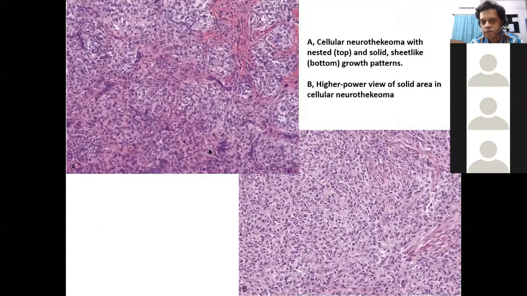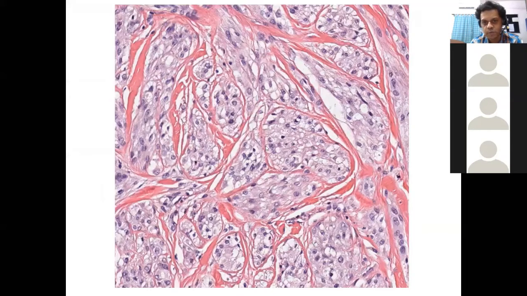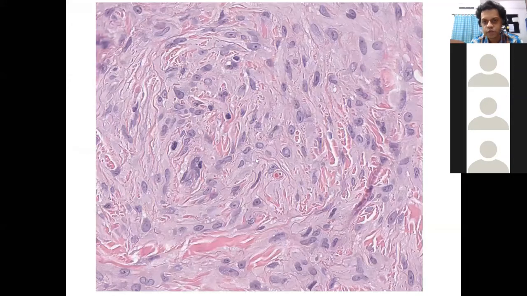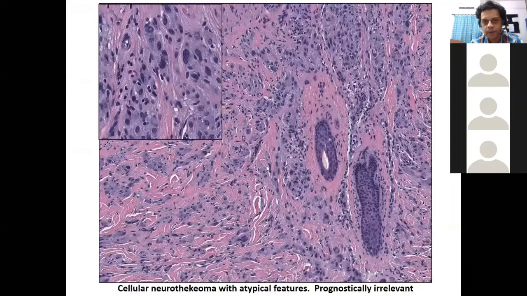The cellular ones will cause a problem because sometimes you won't be able to appreciate the nodularity. Within this nest, you are seeing this population of rounded cells, which are again bland. But the important thing is that even in that group, you can get atypia. Within a conventional neurothekeoma, you can get atypia, you can get mitosis. Those are not prognostically important. So that's one important thing to be kept in mind in that family of tumors.